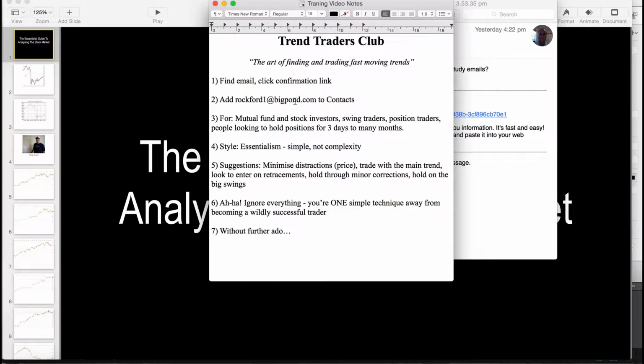So who is this for? Ideally it's for mutual fund and stock investors, people who hold and don't trade every day or every few days. It could be for swing traders, position traders, people who like to hold positions for anything from 3 days to a week or 2 weeks or even months. And I'll show you some examples of trends that have gone along after the little entry signal I'm going to give you today. Trends that have gone for months and have turned out really well for anybody who noticed this entry signal and who managed their trades correctly. And I'll talk about all of that shortly.